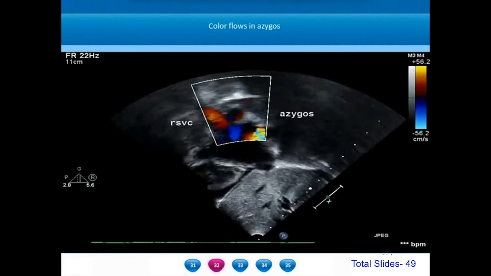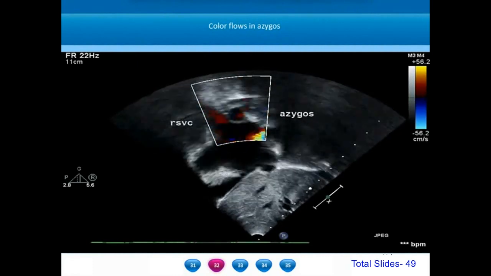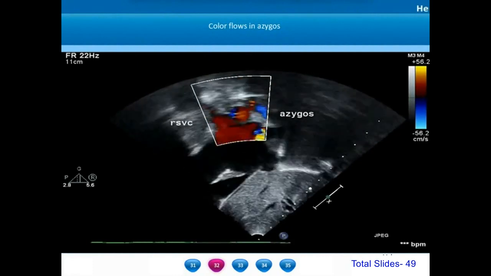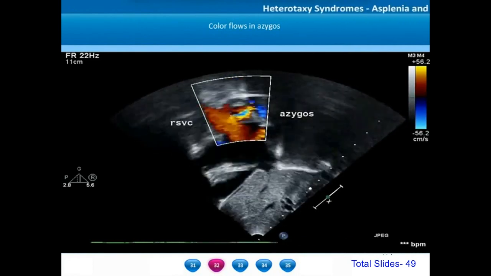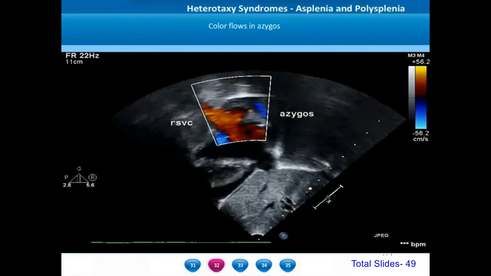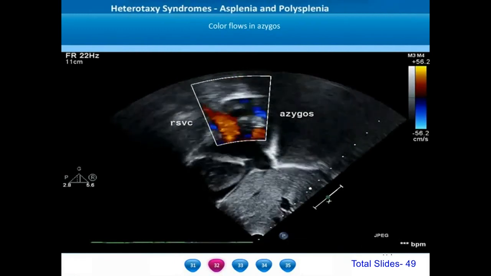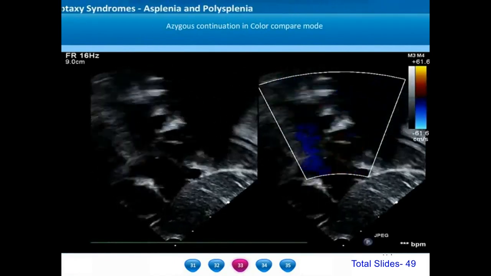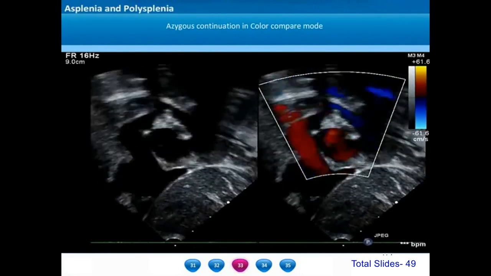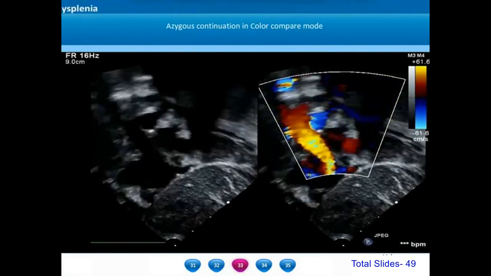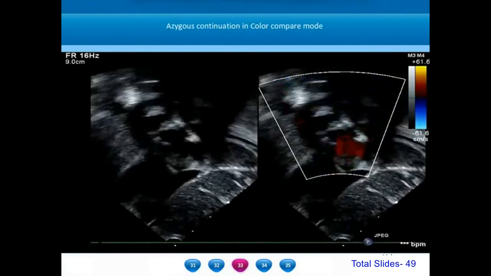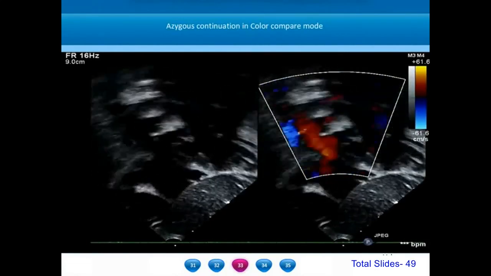On a color flow Doppler interrogation, we can appreciate the venous flows in the azygos vein and the azygos drainage into the right superior vena cava. Since the flow in the azygos is from below upwards, it takes a blue color on the subxiphoid short axis view.